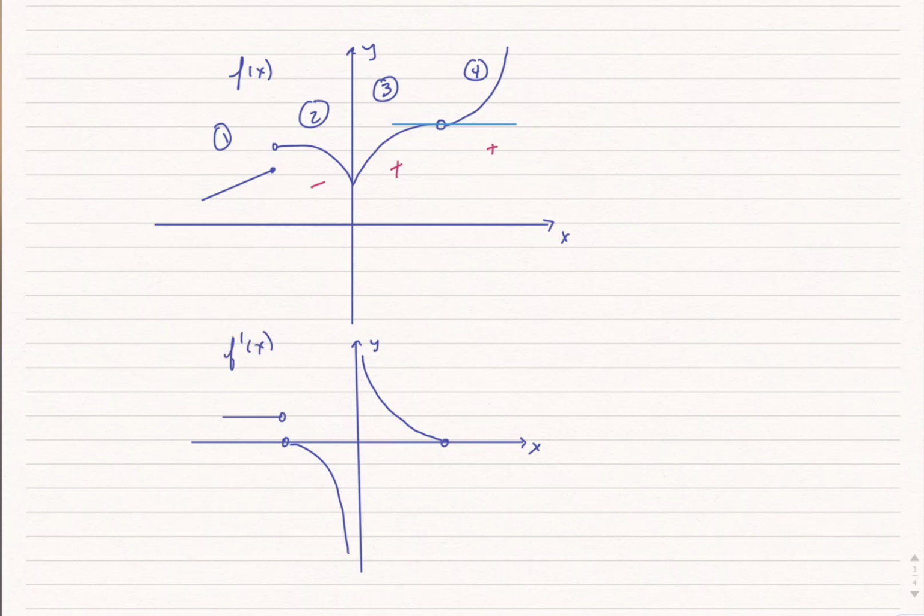And then in section 4, it's a positive slope going up to positive infinity. And I can explicitly say that f prime of 0 is undefined, as well as those other 2 points where there's just open circles.